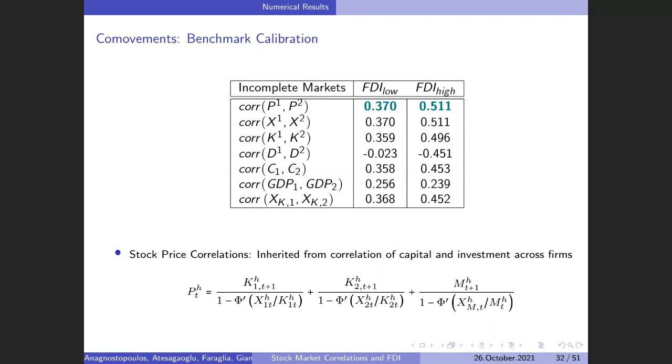The increase that we observed in the data was around 0.4 to 0.8, so about 40 percentage points. We create a 14 percentage point increase in our model, while the actual increase in the data is 40. If you divide them, you see that we can explain around one third, 33 or 34%, of the observed increase in the correlations. So the level of FDI increase that we observe in the data can explain one third of the observed increase in the stock market correlations in our model.